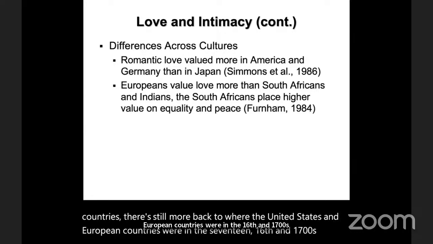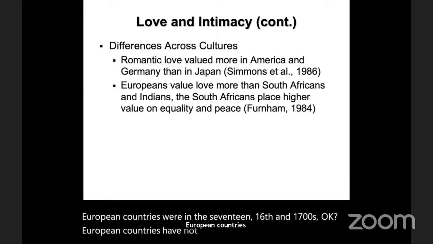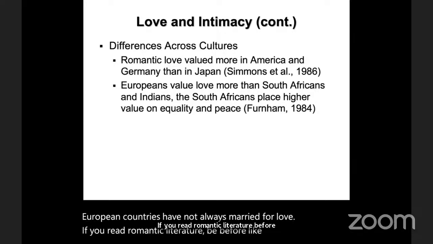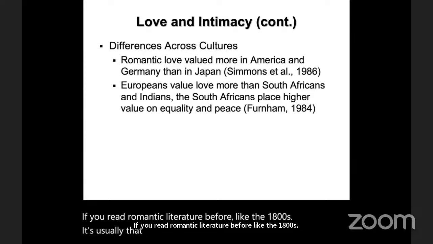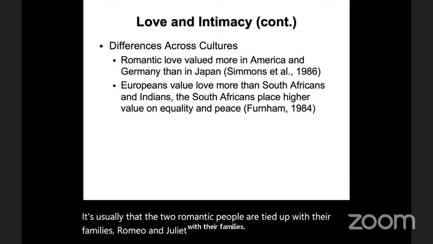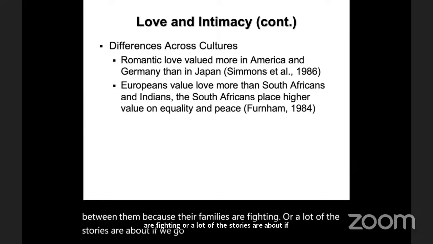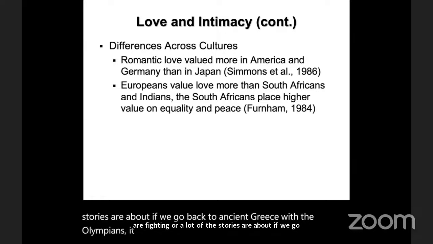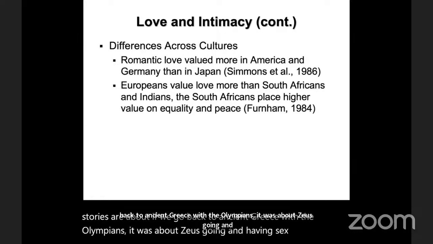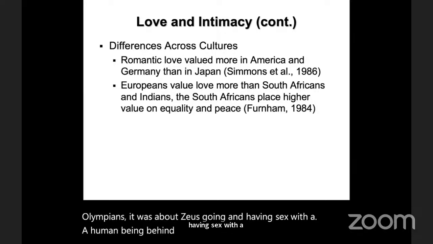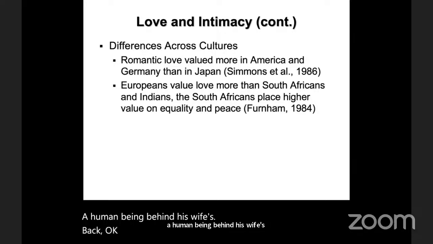Okay. European countries have not always married for love. If you read romantic literature from before the 1800s, it's usually that the two romantic people are tied up with their families, like Romeo and Juliet, and there's not a good connection between them because their families are fighting. Or a lot of the stories, if we go back to ancient Greece with the Olympians, were about Zeus going and having sex with a human being behind his wife's back. Okay, so any type of real love was valued outside the relationship.